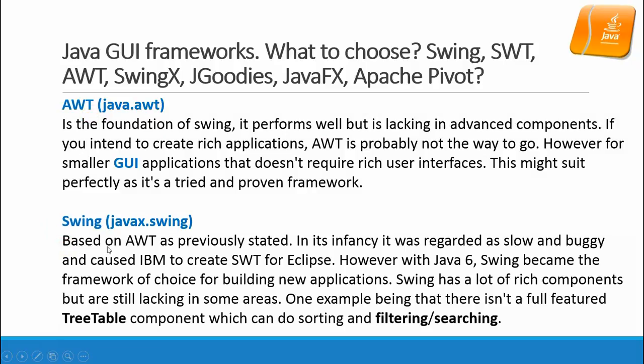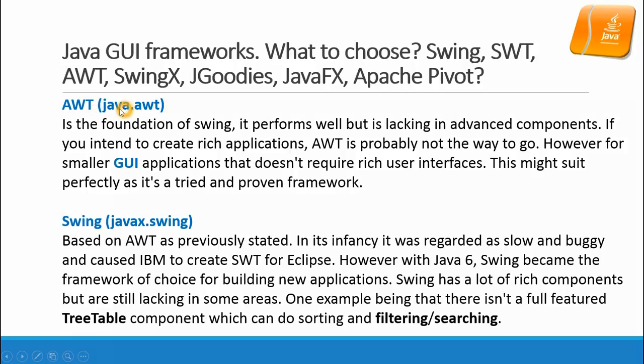Swing is based on the AWT as previously stated. In its infancy, it was regarded as slow and buggy and caused IBM to create SWT for Eclipse. Eclipse is largely supported by IBM. However, with Java 6, Swing became the framework of choice for building new applications because it's lightweight and very useful. Swing has a lot of rich components but is still lacking in some areas. So people still try to create different packages.